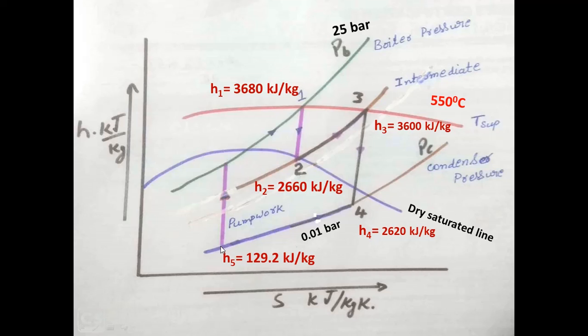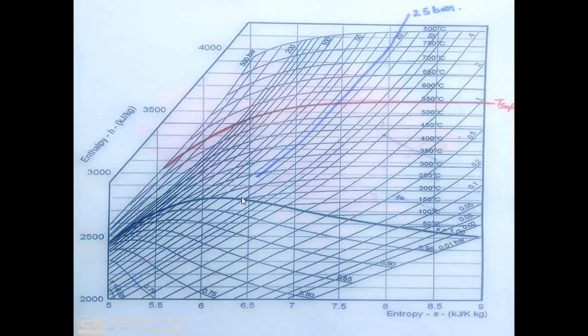Here its enthalpy is HF, that is the sensible heat, at the condenser pressure you want to take, HF. And then H6, you can find by using the pump work concept. This is how you want to do the problem.